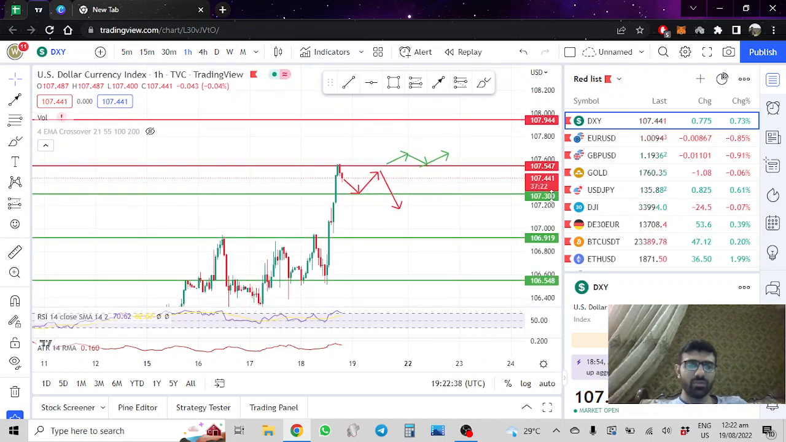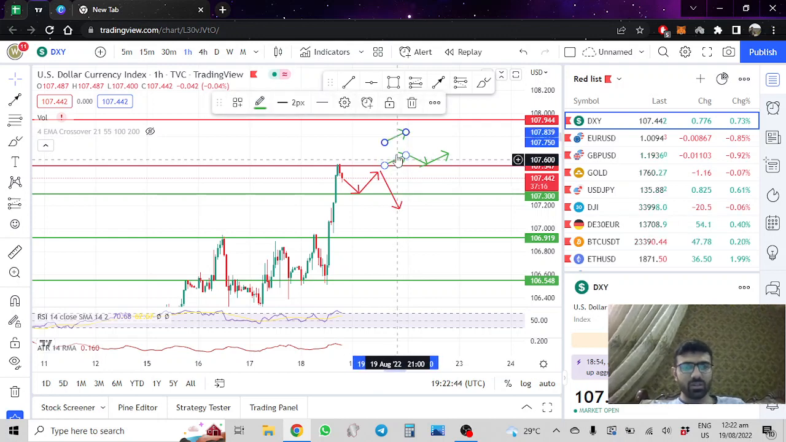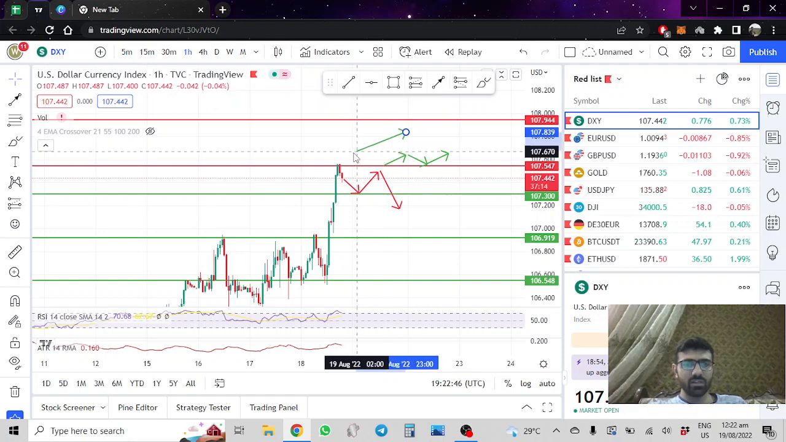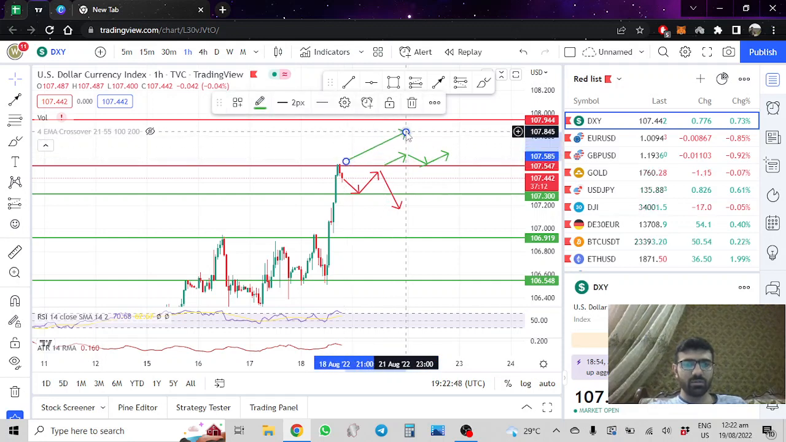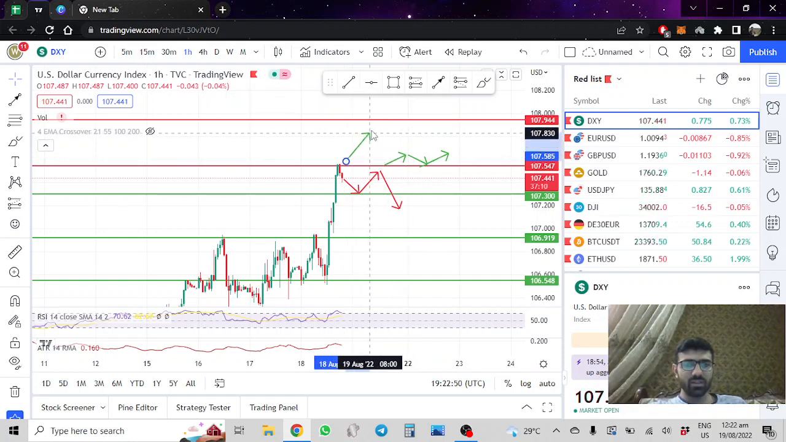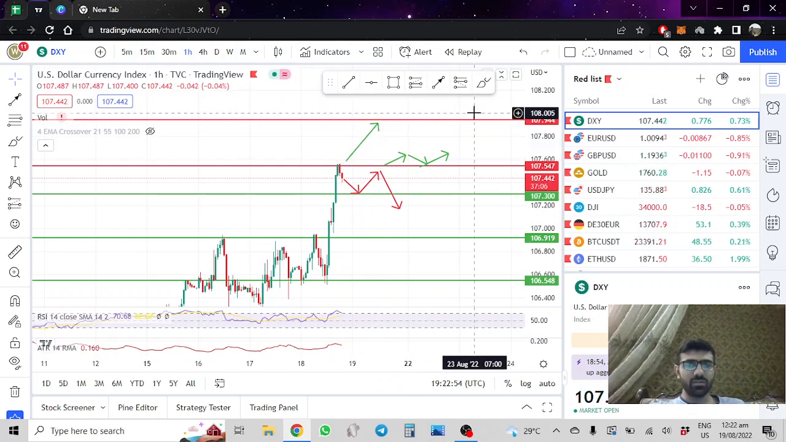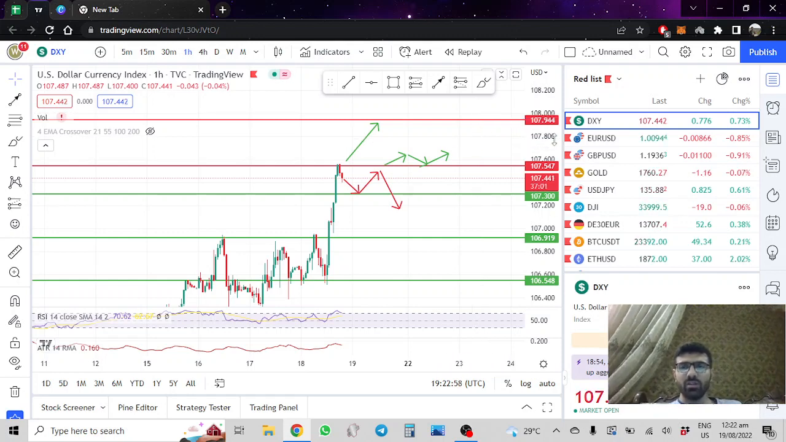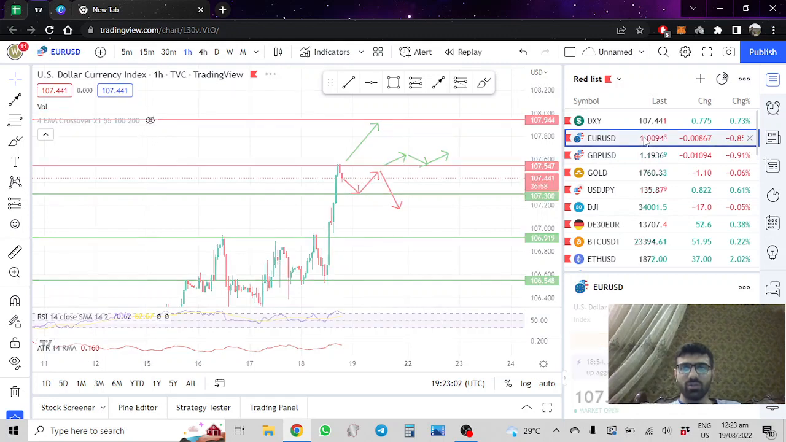And if you are a risky trader, then what I am saying is that you can go long straight away if the market closes above this area. Maybe you can go long till here straight away, but that depends on whether you are a risky trader. Now we move on to the next pair, which is EUR/USD.